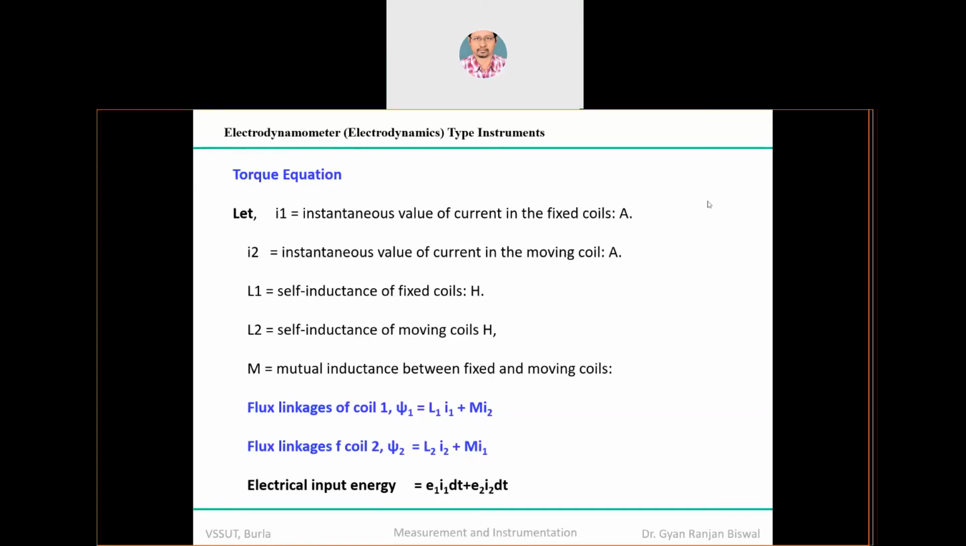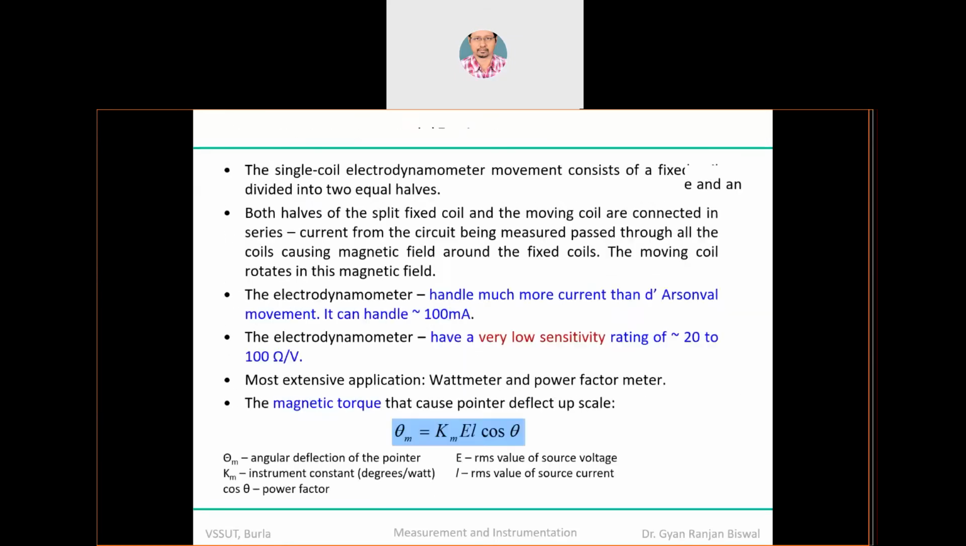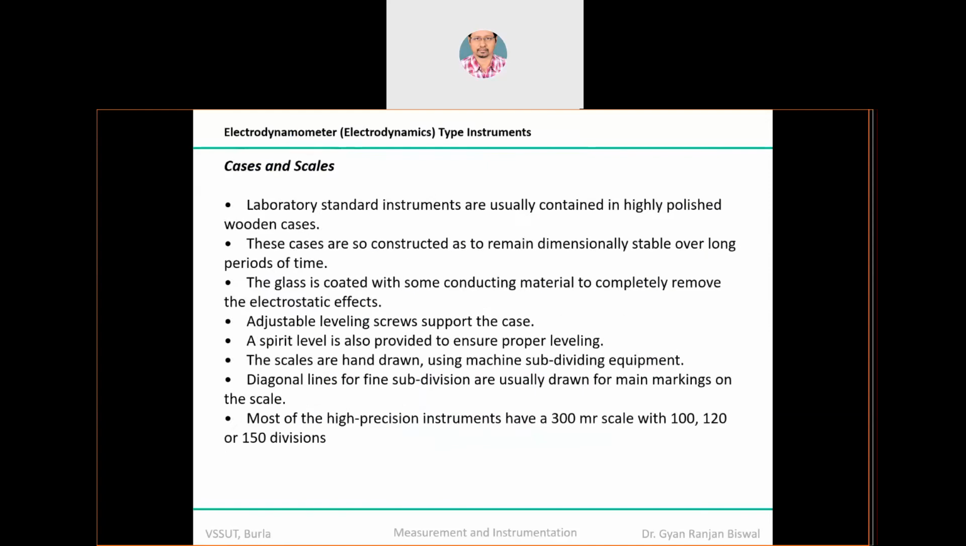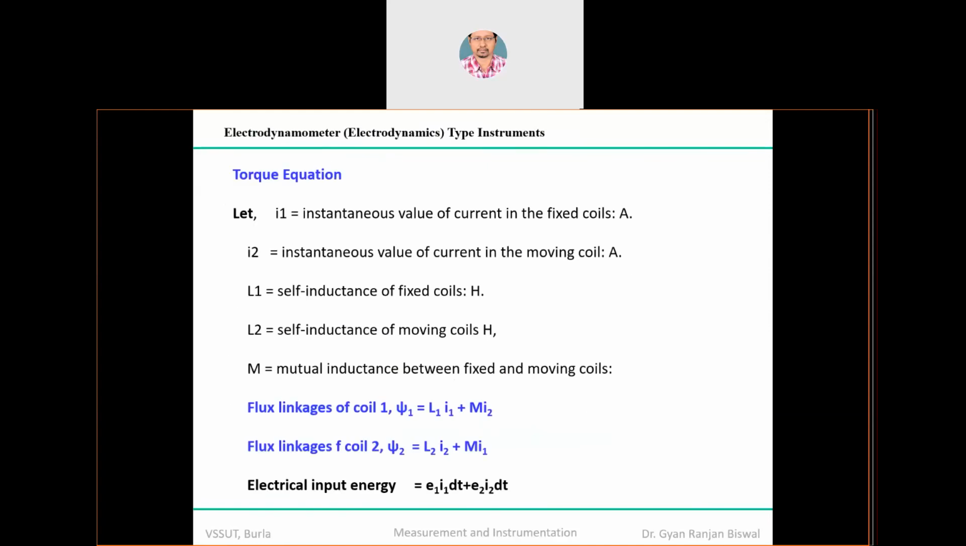For our understanding, here we consider that I1 is the instantaneous value of the current passing through the fixed coil. Remember, I have already shown you the arrangement, where the entire circuit is in series connection, that is in sequence. But for better understanding, let us assume that the current passing through the fixed coil is I1, and the current passing through the movable coil is I2. The fixed coil is designated by L1 and the movable coil by L2.